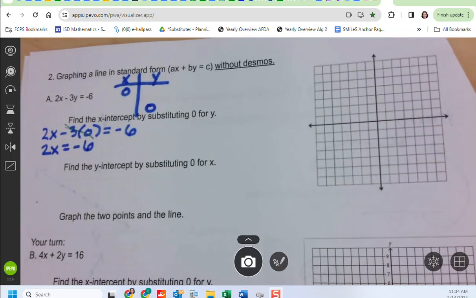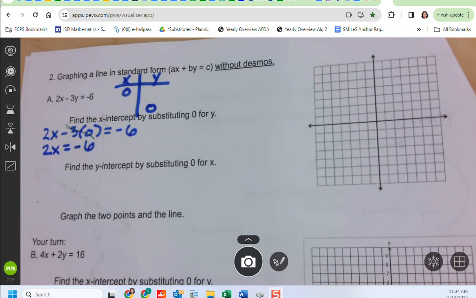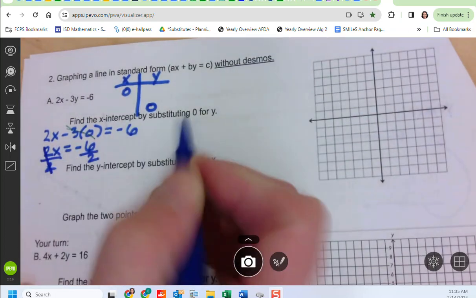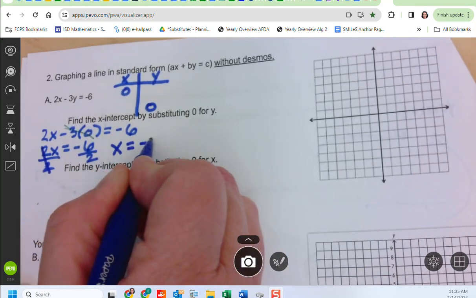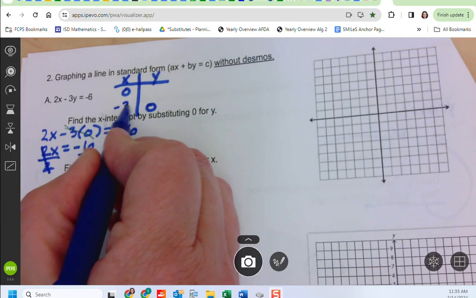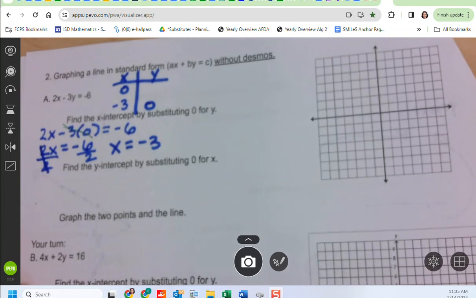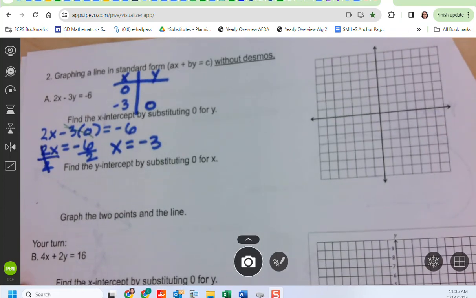2 times x equals negative 6. So I need to get rid of the 2 by doing the inverse operation of multiply. What's the inverse operation of multiply? I heard 2 divides. Anybody else agree with that? Yeah. The inverse of multiply is divide. So I'm going to divide both sides by 2. And now the x is by itself, and I get x equals negative 3. And I put that here, because when I put 0 for the y, I got negative 3 for the x. I'm going to pause because it's important to me that everybody has that on their paper.